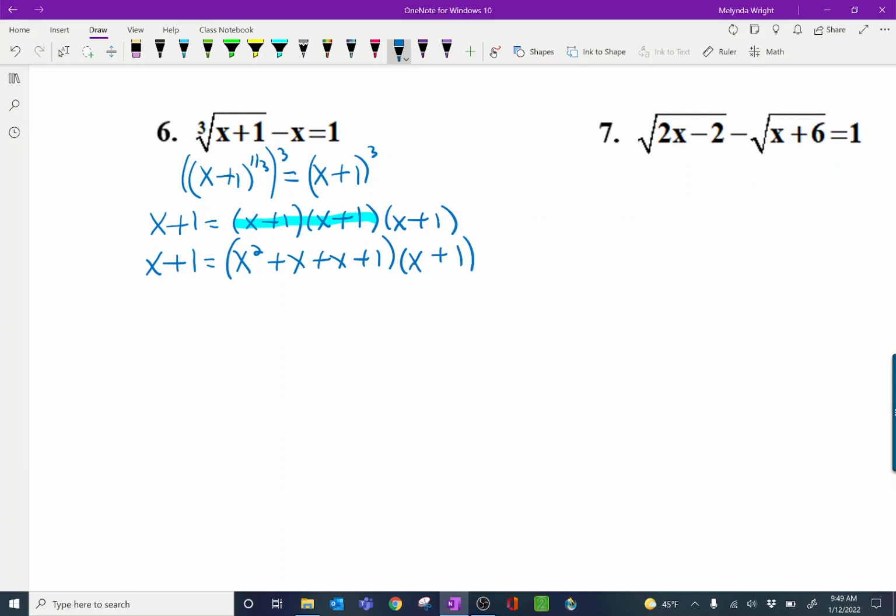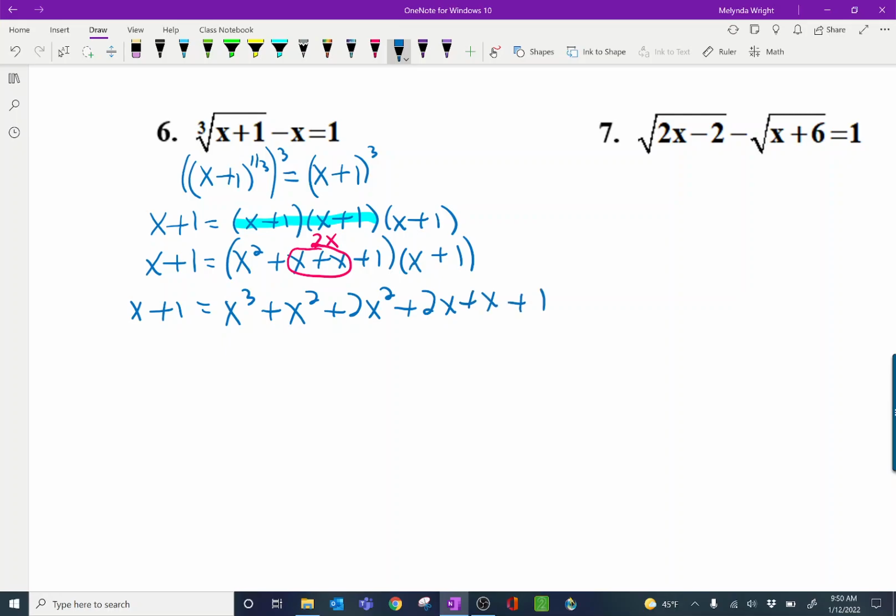Okay, so let's work on that. Let's combine these two together. These two together are going to be 2x, right? x plus x is 2x. Okay, here we go. So I've got x squared times x is x cubed. x squared times 1 is x squared. Then I have 2x times x is 2x squared. 2x times 1 is 2x. Then I have 1 times x is x, and 1 times 1 is 1.